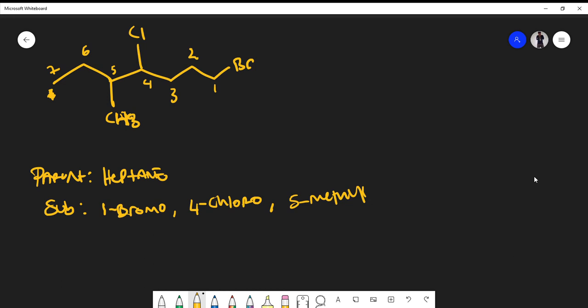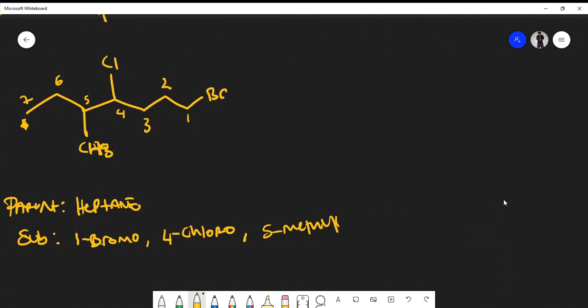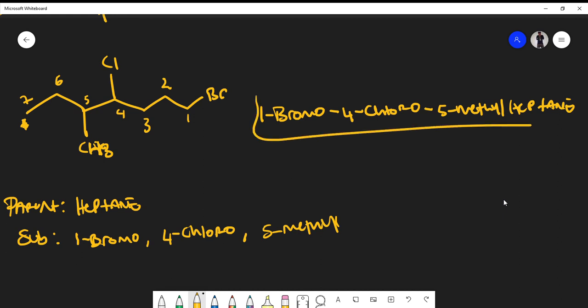Now, we don't seem to have any more substituents, so let's put the name together. Careful, we're using alphabetical order. So in this case, bromo must come first in the name. So this would be 1-bromo-4-chloro, since C comes before M in the alphabet, -5-methylheptane. So you do not put a space in methylheptane. It's all combined together. And this would be the name for this compound. And ladies and gentlemen, this is how we actually name alkanes.